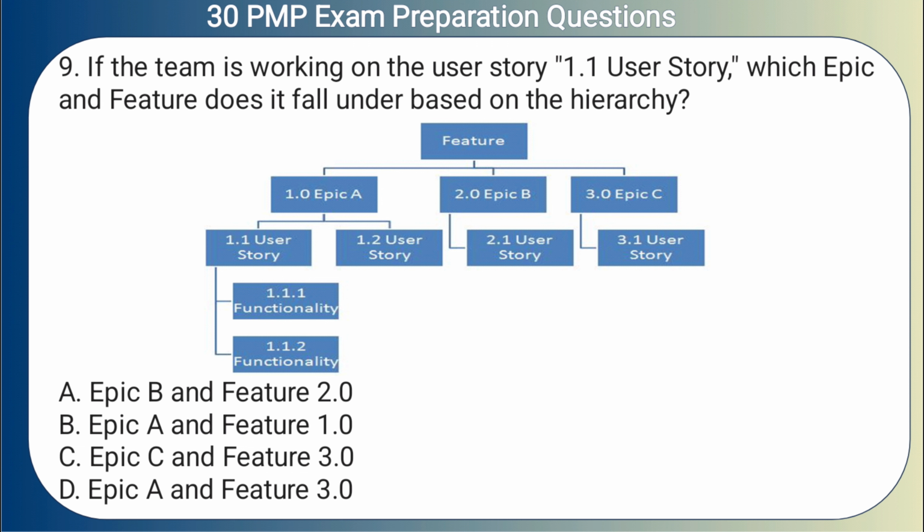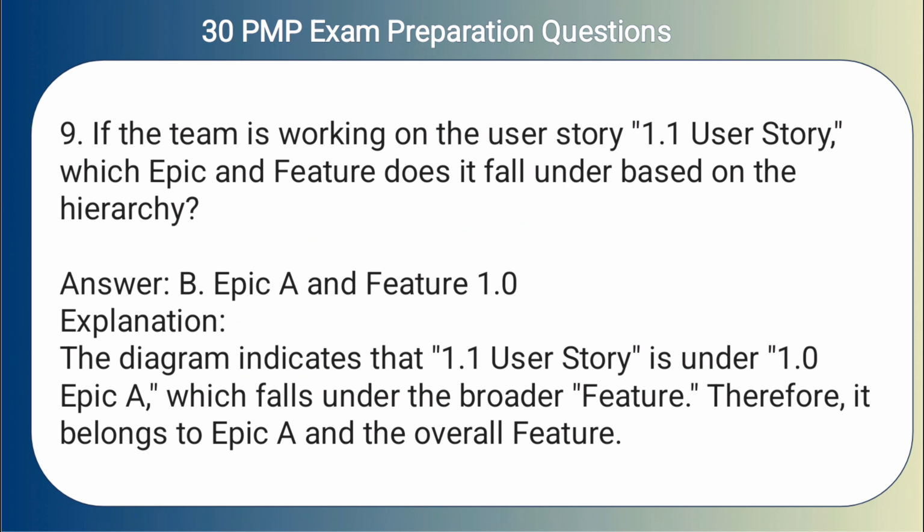9. If the team is working on the user story 1.1 user story, which epic and feature does it fall under based on the hierarchy? A. Epic B and feature 2. B. Epic A and feature 1. C. Epic C and feature 3. D. Epic A and feature 3. Answer: B. Epic A and feature 1.